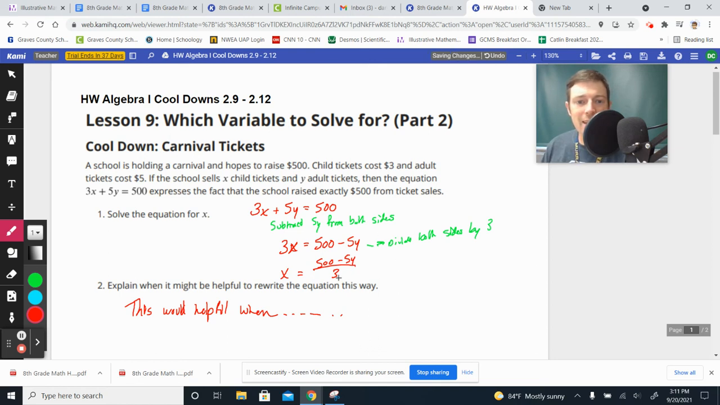This would be helpful if I knew how many adult tickets were sold and I was trying to find out how many children tickets were sold. Like if I knew 20 adult tickets were sold, then I could plug in 20 there and it would spit out x, which is how many kids' tickets. So this would be helpful when I want to know how many kids' tickets are sold and I know adult tickets, or something along the lines like that.